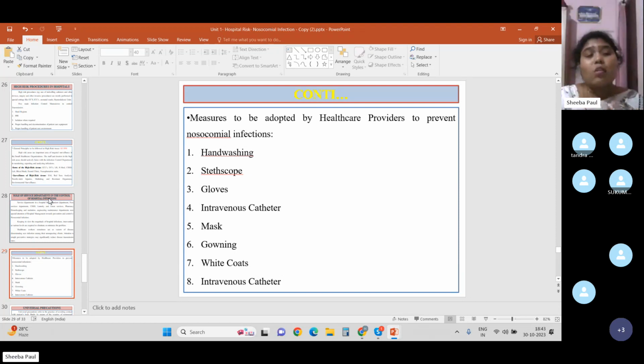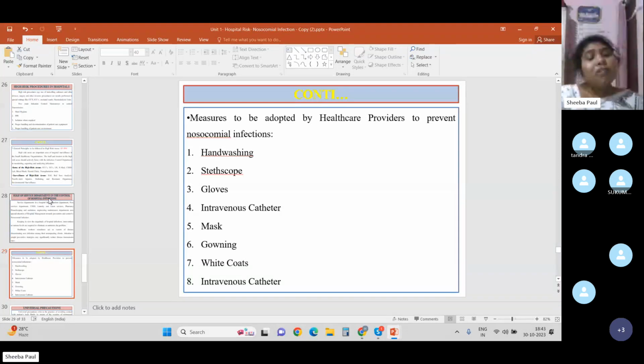And the stethoscope. Whenever the physician or the staff uses a stethoscope, it is mandatory to clean it with an antimicrobial rub when moving from one person to another, because it also acts as a source of spreading infection from one patient to another. Use gloves and change gloves whenever you move from one patient to another. Keep a check on intravenous catheters, not allowing the patient to have an intravenous catheter for a long period of time. Change it if needed, or else remove it after the treatment.